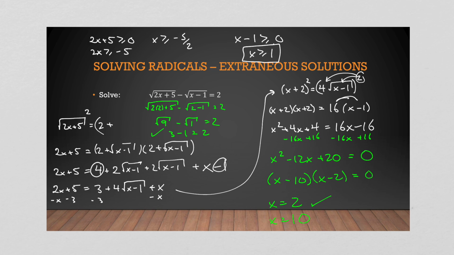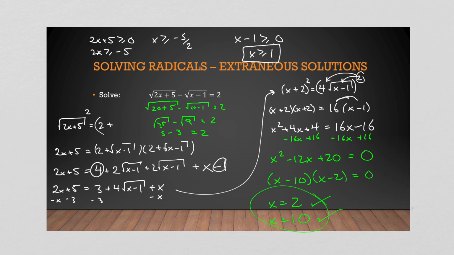And then you got to do the same thing now for 10. So this time, x is 10. So 2 times 10 is 20, so 20 plus 5, minus the square root of 10 minus 1. So we get root 25 minus root 9 should give us 2, and that's 5 minus 3. So this one works too. So in this case, both solutions work. We take them both.